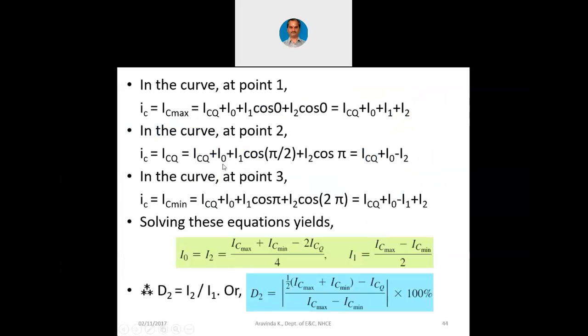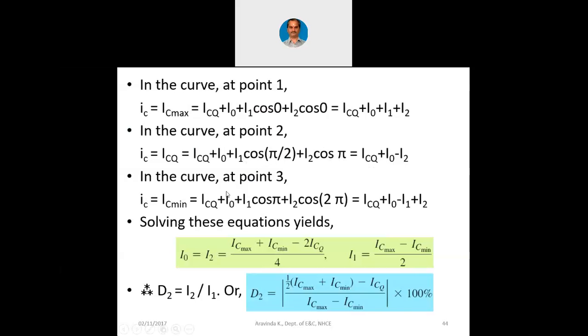So, ICQ plus I naught plus I1 into cos pi by 2 plus I2 cos pi. Now taking cos pi by 2 and cos pi, we have ICQ plus I naught minus I2. Because cos pi is minus 1, we have minus I2. And cos pi by 2 is 0, so I1 gets cancelled here.